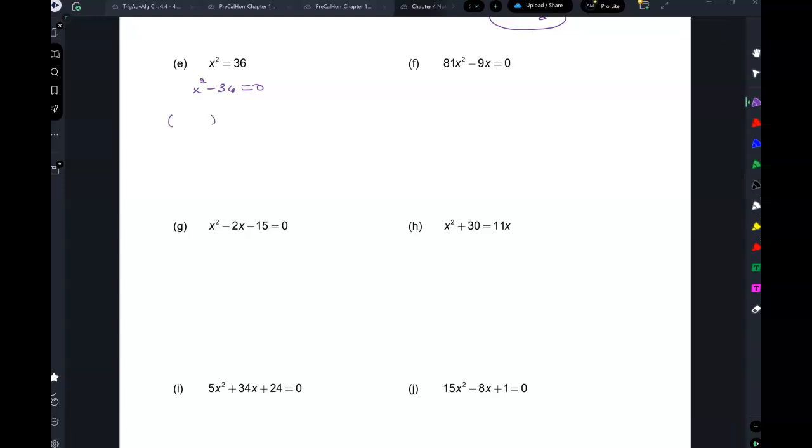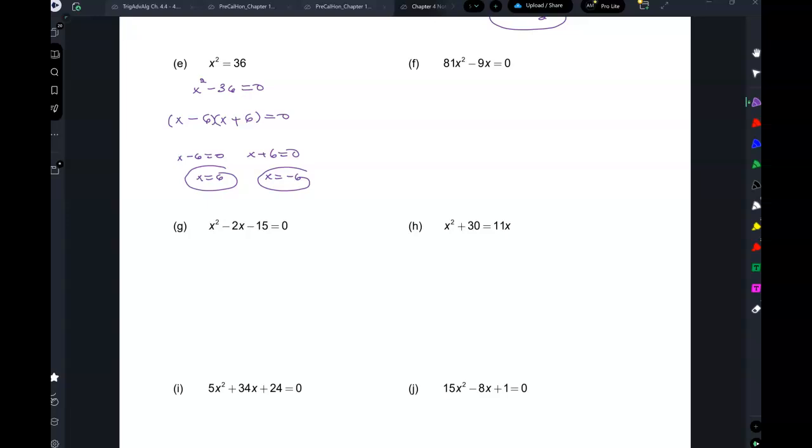So this will factor as 2 parentheses. Take the square root of the first one, x. Take the square root of the last one, 6, minus, plus. And so now, x minus 6 equals 0. x plus 6 equals 0. x equals 6. x equals negative 6. And we're done.